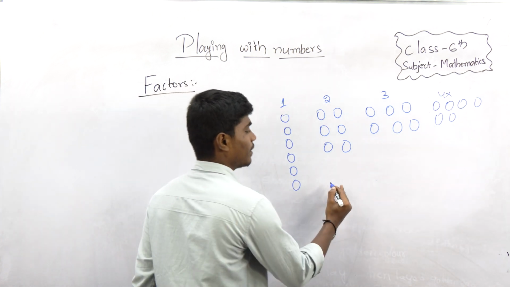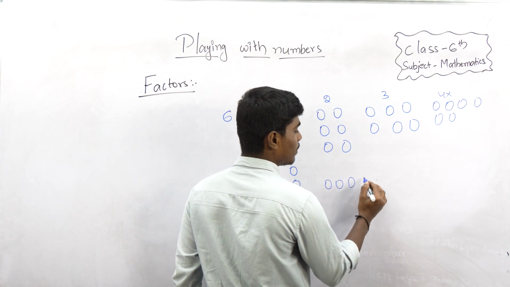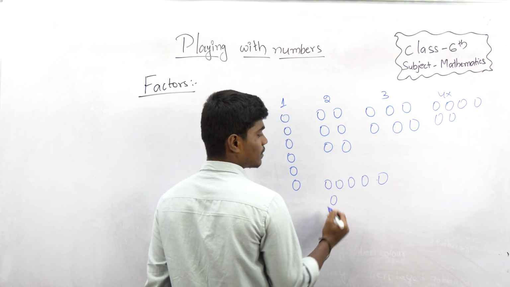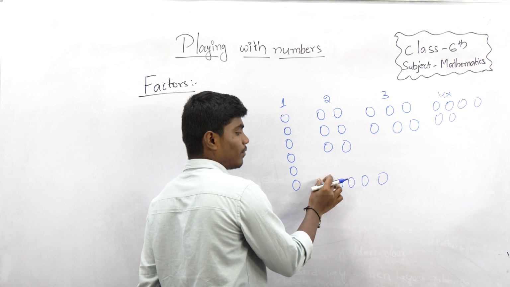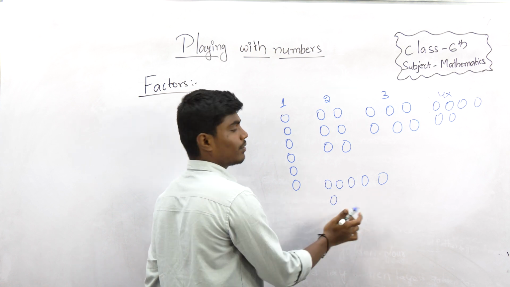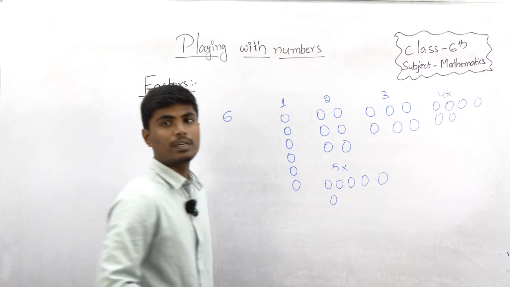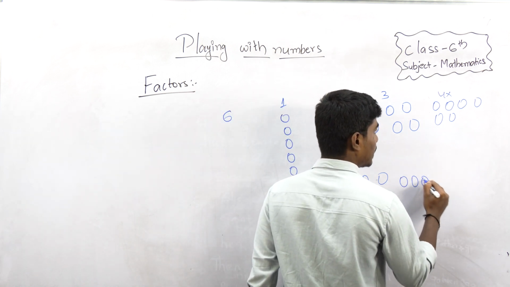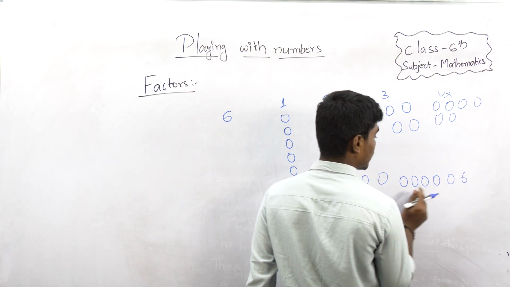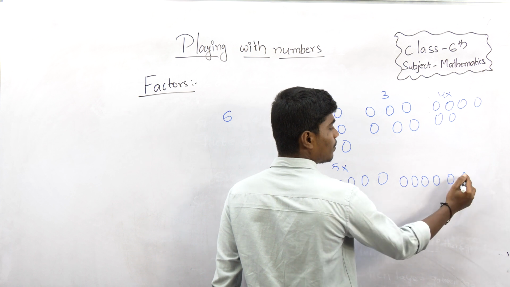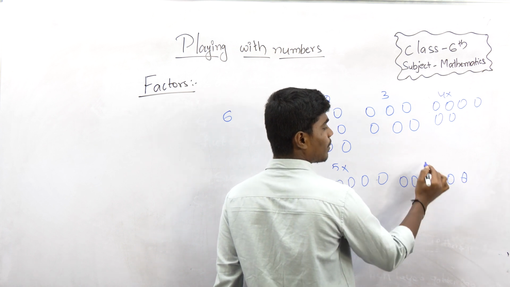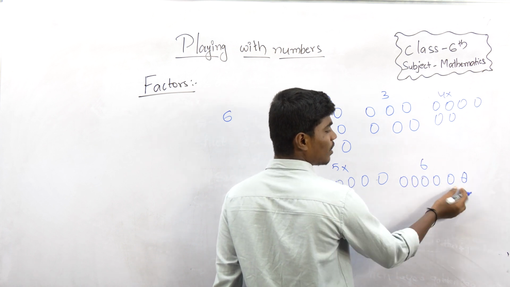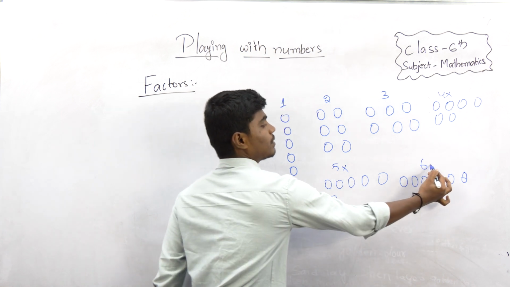Okay, let's take 5. 1, 2, 3, 4, 5, 6. See, here in the first column there are 2 laddus and the remaining 1. So 5 is also not possible. Now let's take 6. 1, 2, 3, 4, 5, 6. See, here in each column there are equal numbers of laddus, which means in each column there is 1 laddu. So this is also possible.